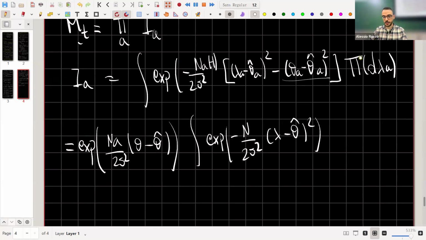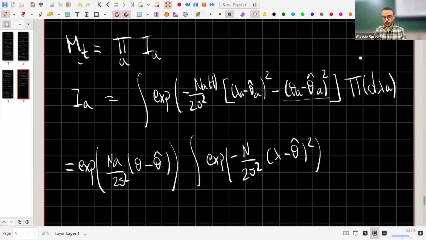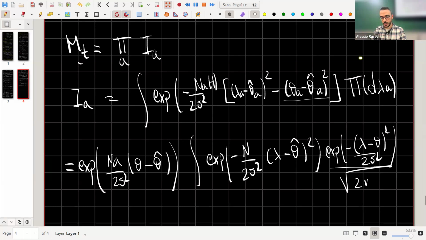And this prior here, it's a Gaussian. So it's going to be exponential of minus, what we said that it was theta, right? So here we have lambda minus theta divided by 2 sigma squared. And here we have square root 2 pi sigma squared, and the d lambda.